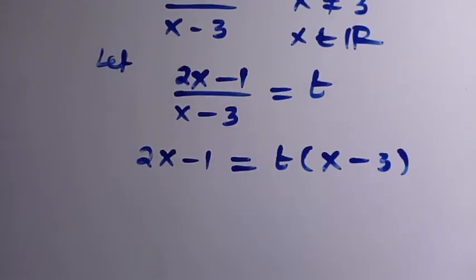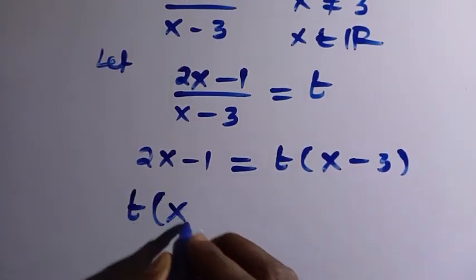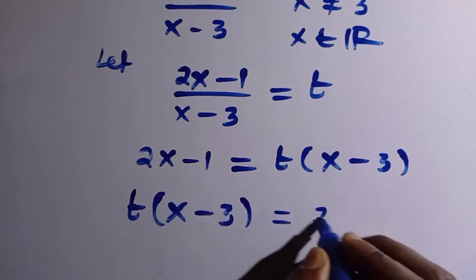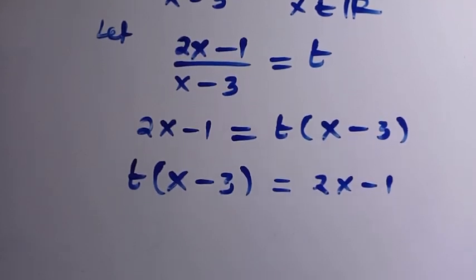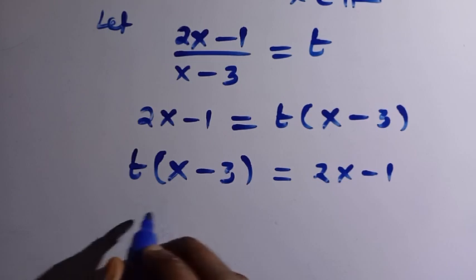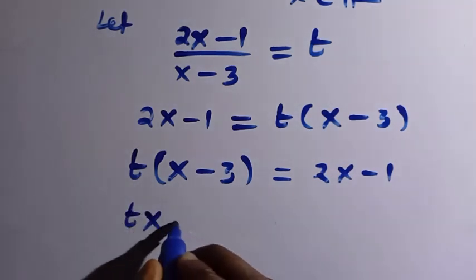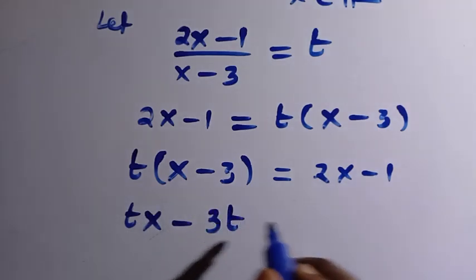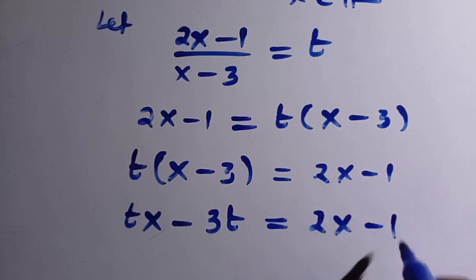And I can rewrite this as t into bracket of x minus 3 equals 2x minus 1. So let's open the bracket from here. By opening the parentheses, we have t times x, that is tx, minus t multiplied by 3, that is 3t, equals 2x minus 1.